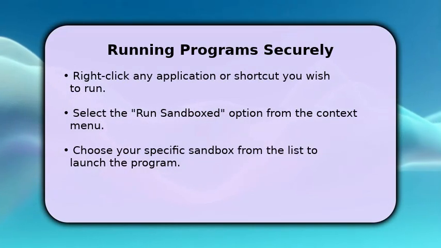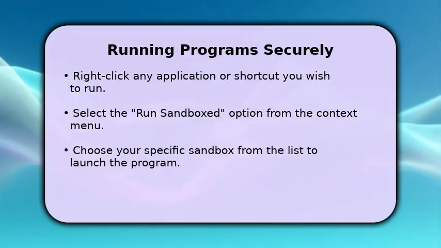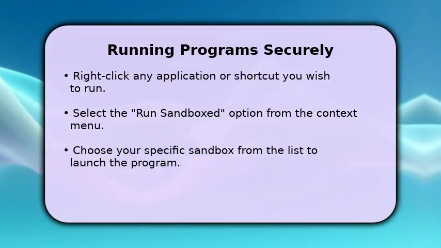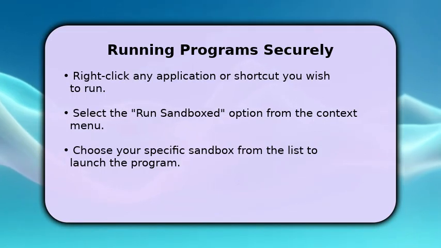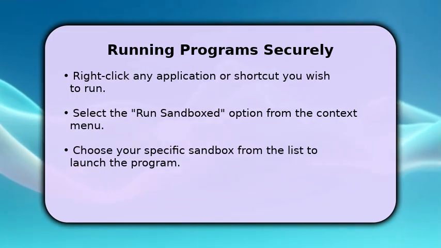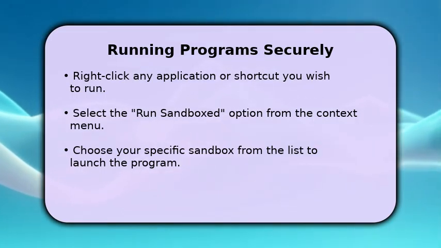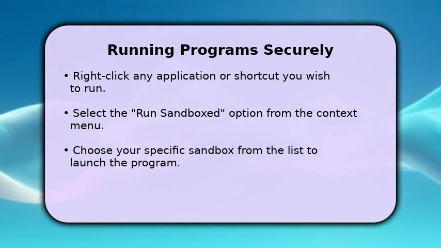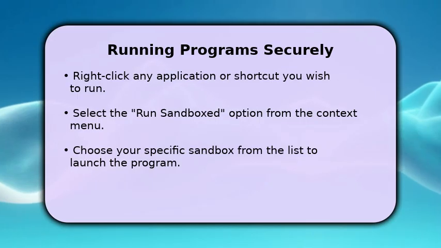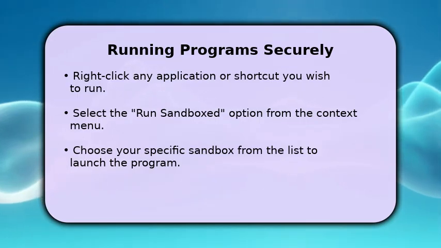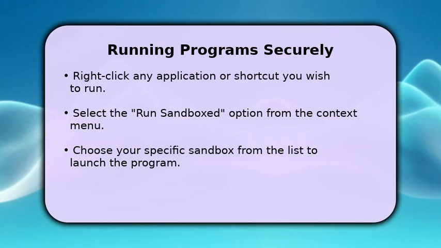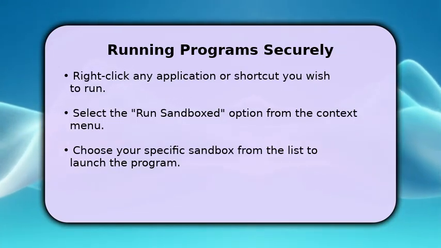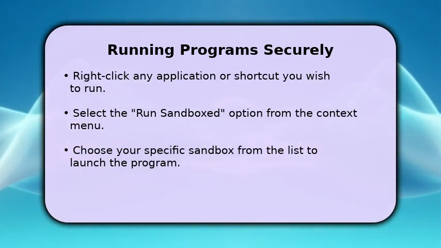Finally, let's put your new sandbox to use. To run any program securely, simply right-click on its icon or shortcut. In the context menu that appears, you'll see an option labeled Run Sandboxed. Hover over this, and then select the specific sandbox you wish to use from the list. Your chosen application will then launch within that isolated environment, protecting your main system from any potential threats. It's a straightforward way to enhance your digital security.